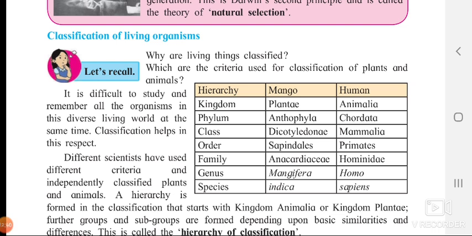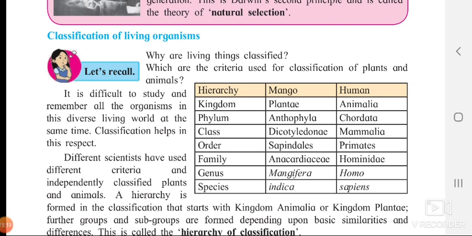So one thing you should understand: if we first classify and separate all these things, then it will be easy for us to do more study related to it. It is difficult to study and remember all organisms in this diverse living world at the same time. It is not possible for us to remember everyone's name. If I told you to recall all the students' names from the school, it is not possible for you either. So classification was required.